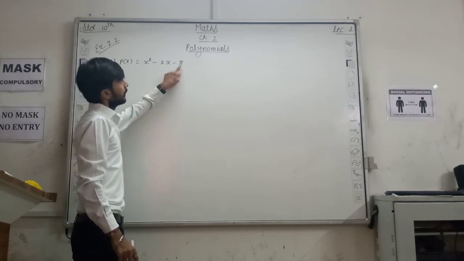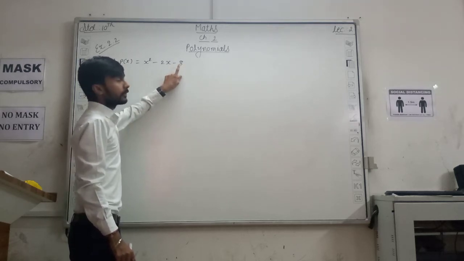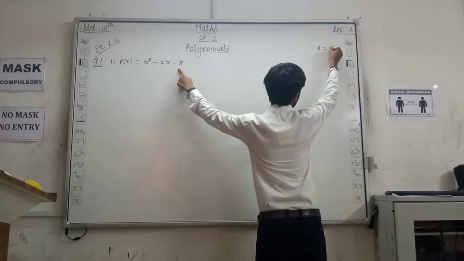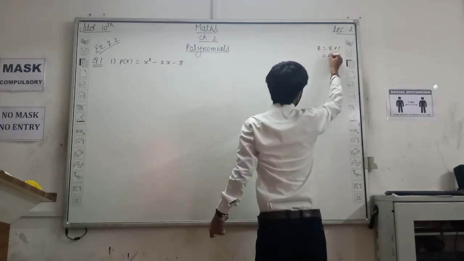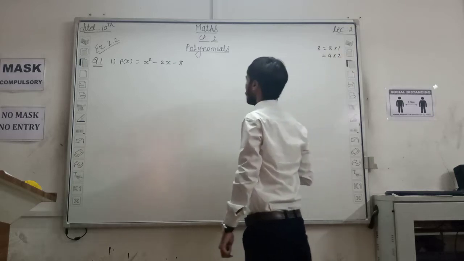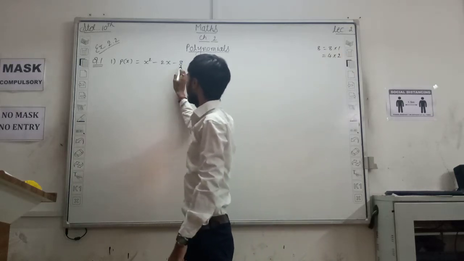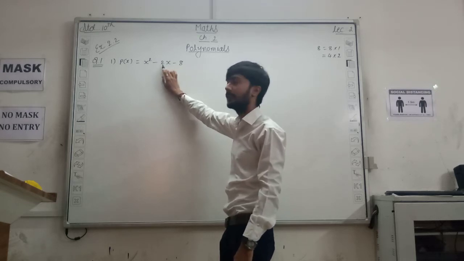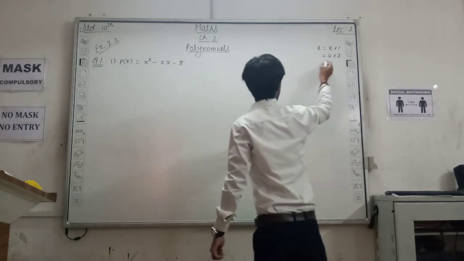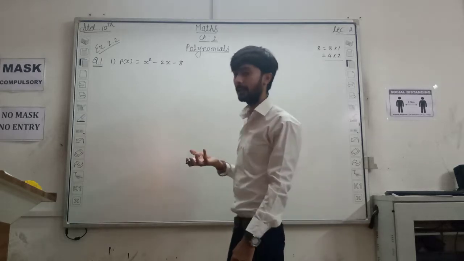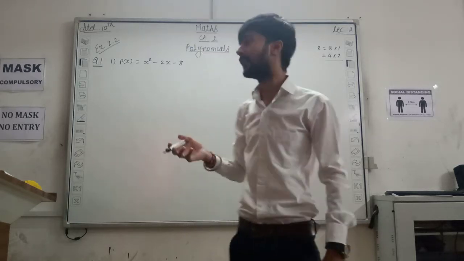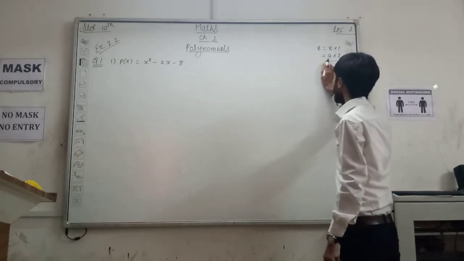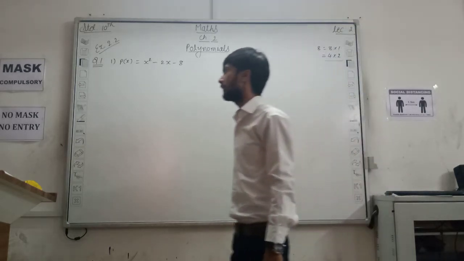So first, factors of 8. Factors of 8: 8 ones are 8, and 4 twos are 8. We have to factorize 8 such that the difference is minus 2. You can see 4 twos are 8, and 4 minus 2 is 2, but the answer is minus 2. Therefore 4 will be negative and 2 will be positive.